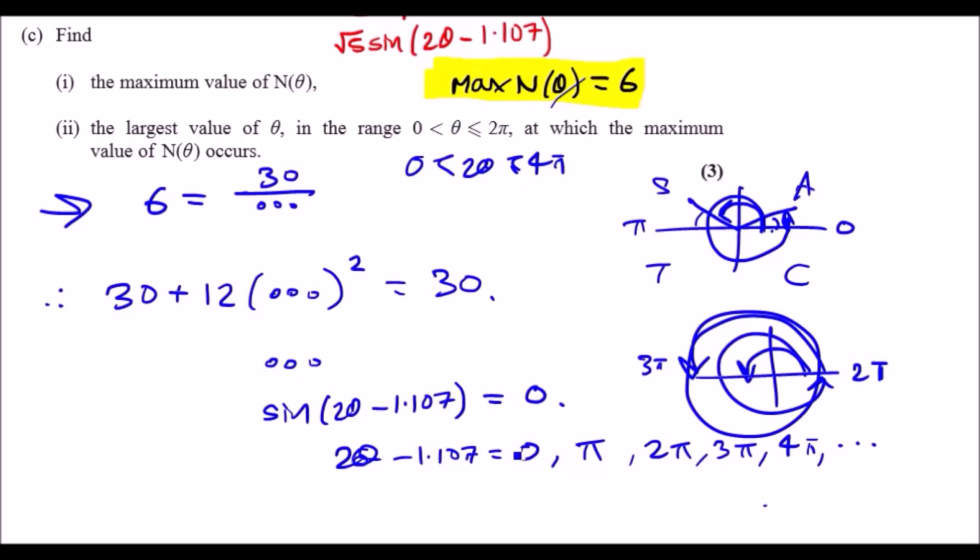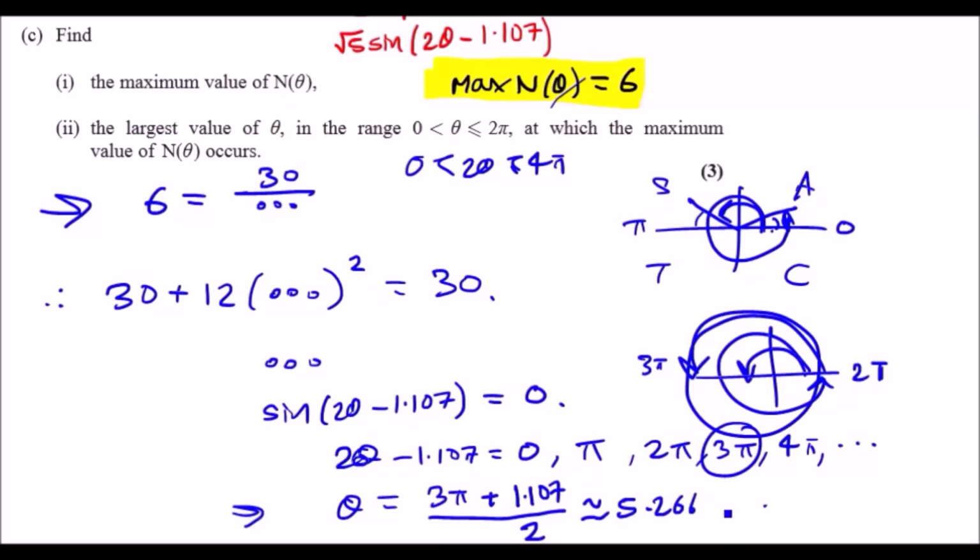Literally just add 1.107 to each of them and divide by 2. And then you'll realize that you can go all the way up to 3 pi. So this would be the optimal solution. So you would say, okay, therefore solving this, theta equals 3 pi plus 1.107 all over 2. That's it. And this would give us about 5.266. And this is literally just less than or equal to 2 pi.